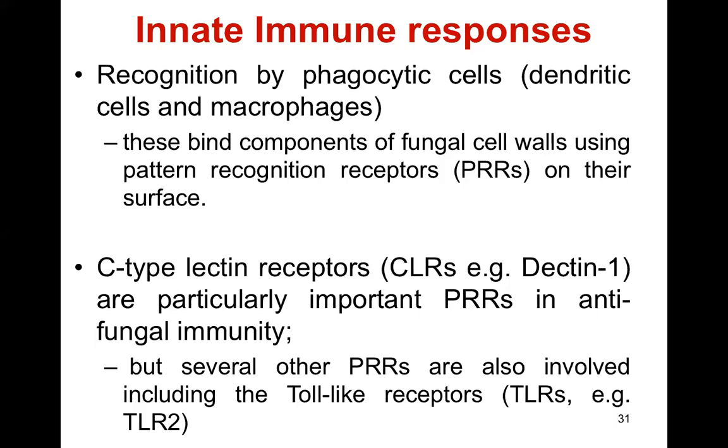So it tells you here that yes, there is recognition of these pathogens by the phagocytes, but it has inherent limitation in completing the phagocytic process, which should end up in either oxygen-dependent killing or oxygen-independent killing. Then we also have the lectin receptors, which can recognize these pathogens and are particularly important pattern recognition receptors in antifungal immunity. But again, several other pattern recognition receptors are also involved, which include toll-like receptors. They recognize this fungal infection, which is very good, but they cannot complete the phagocytosis, which should end up in the killing of the pathogen.